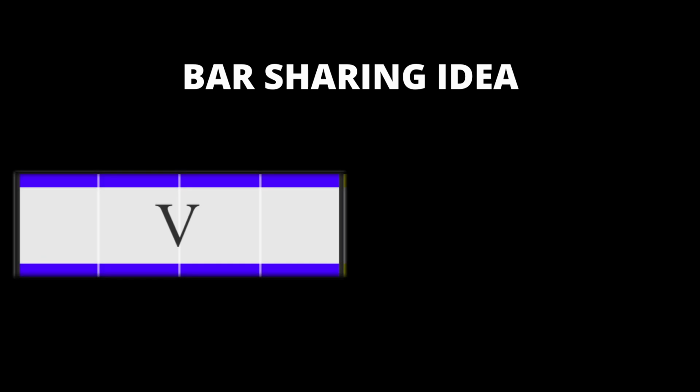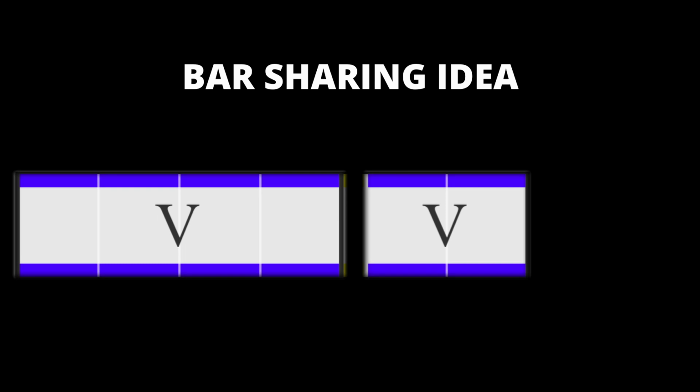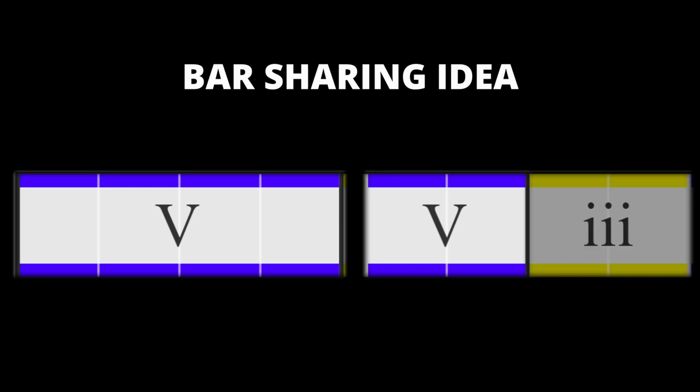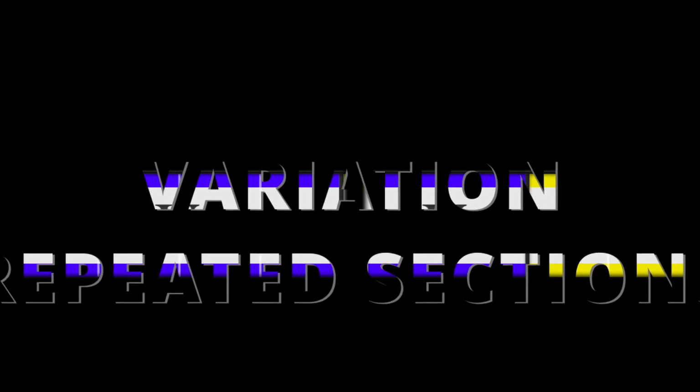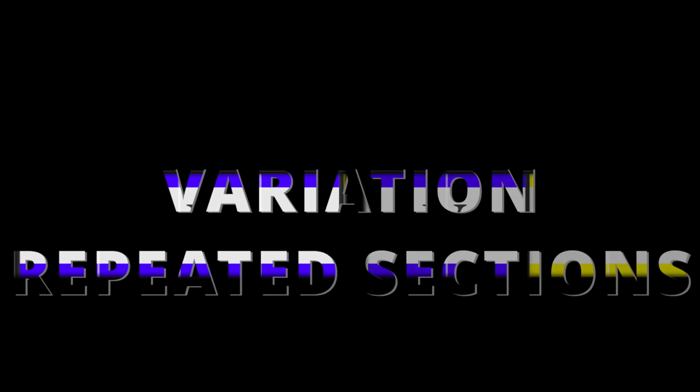Another easy way to introduce relative minors in chord progressions is to take a bar where a major chord is playing and split it in 2, with one half being the original major chord and the other being the relative minor. This can be useful to add variation or a change in feel for a repeated song section, such as a final verse or chorus.